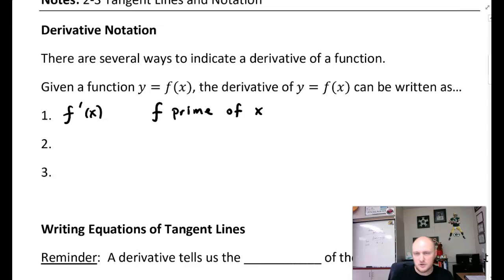Now, sometimes a function is not always a function. It can be an equation. So instead of f of x equals x squared plus 2, you can have y equals x squared plus 2. So we also have y prime. That is also fairly common. And these are both products of Isaac Newton, Newtonian notation. This is how he communicated in mathematics that this is a derivative.